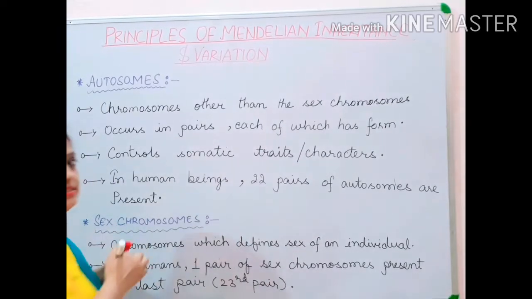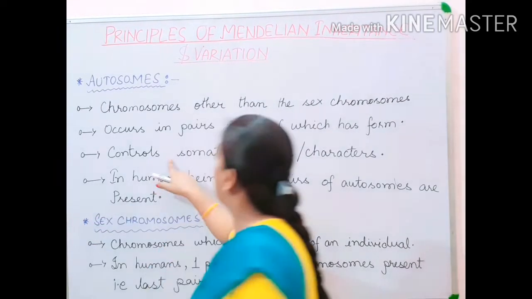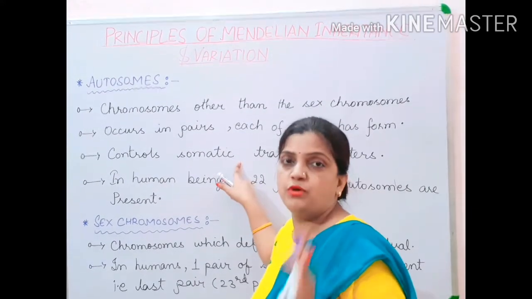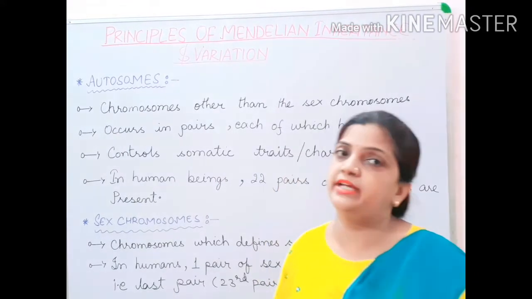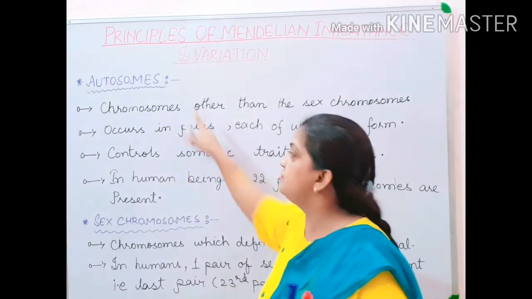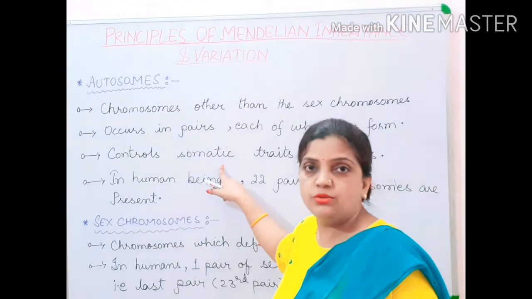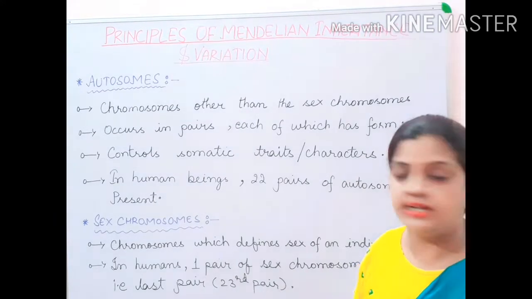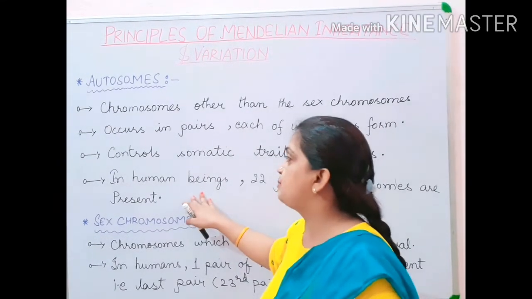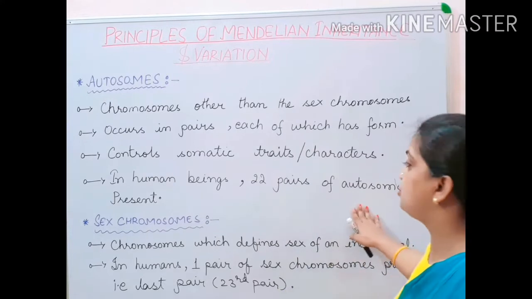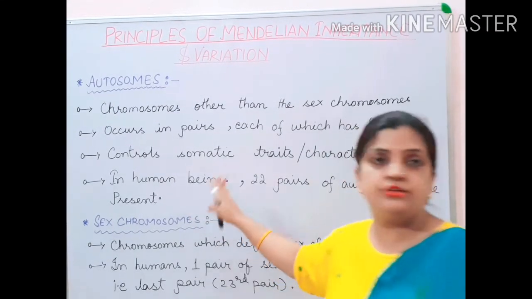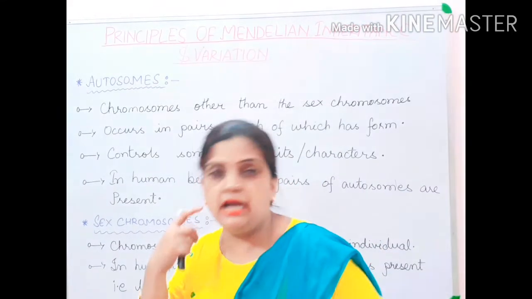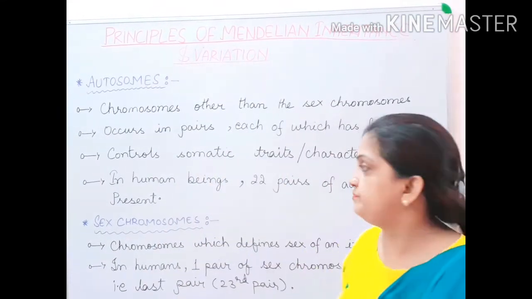Now children, the third sentence is that it controls the somatic traits or characters. Somatic cells are responsible for the formation of body structure. So autosomes are responsible for controlling the somatic cell characters, or we also call them traits. Now I have told you that in human beings 22 pairs of autosomes are present. Hope children your autosome concept is clear to you all. Diagrammatically or micrographically I have explained it in the last video also.